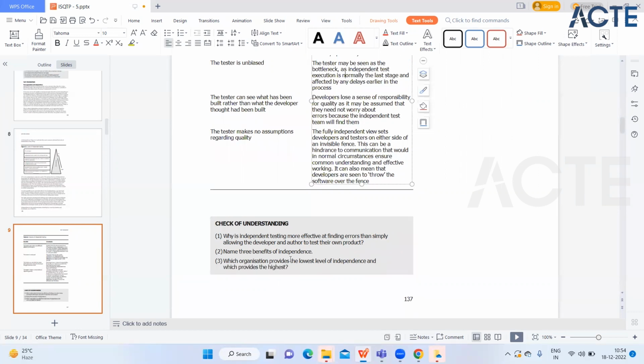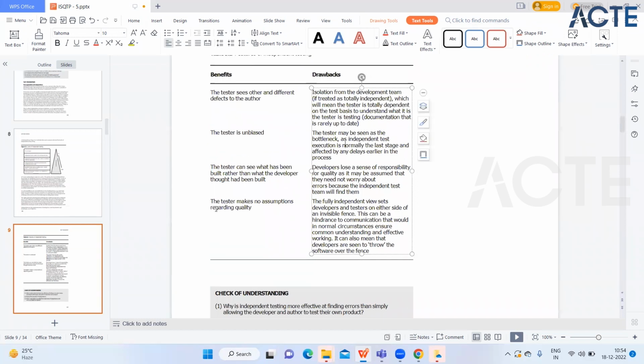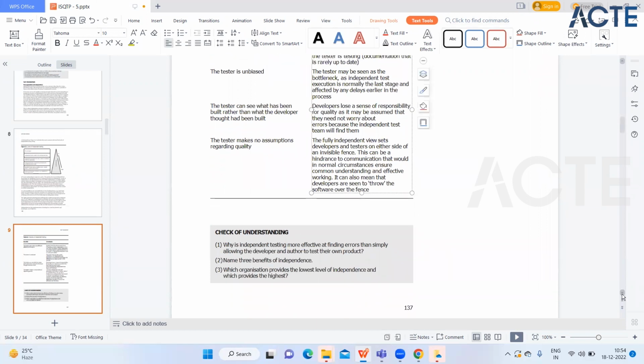Now, name three benefits. So, these are the benefits which we have learned here. You just have to revise it. What kind of benefits can happen, like these 4 points. And after that, the next question is which organization provides the lowest level of independence and which provides the highest.